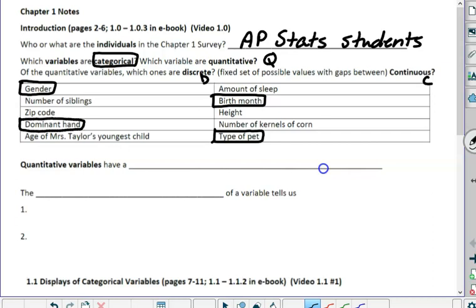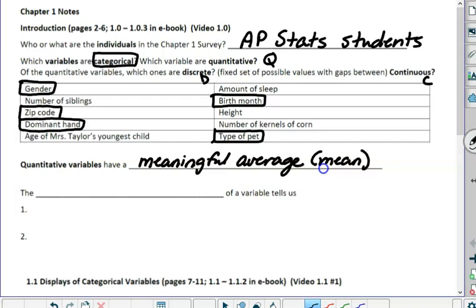Now there's one numerical value that's actually a category, and that is zip code. So let's talk about why that one is not quantitative even though it is numerical. Quantitative variables have a meaningful average value. It would not be meaningful to average our zip codes. Actually, before I finish writing this, the word that we use for average in statistics is mean. So when we say the mean value, we're talking about the average value.